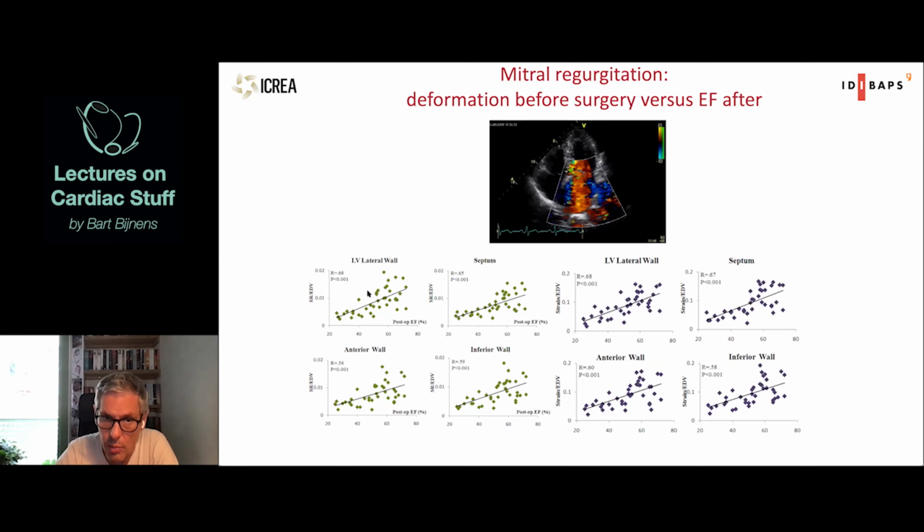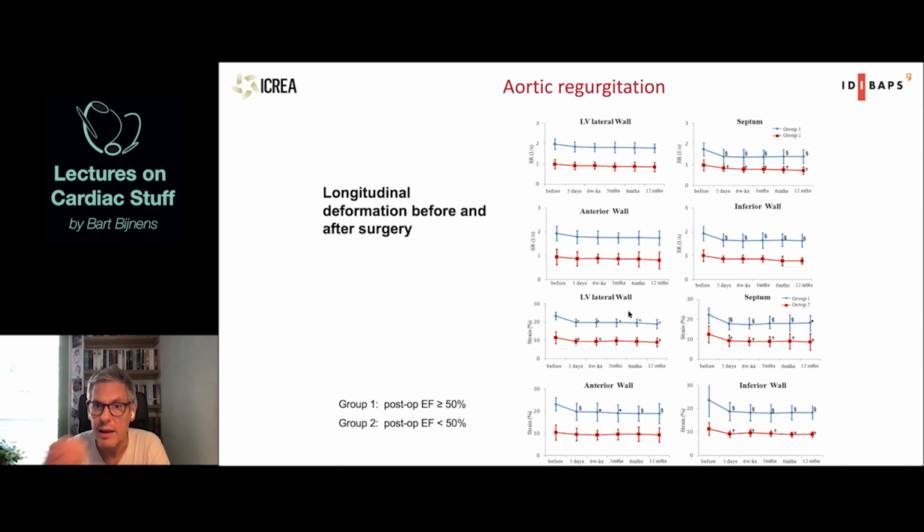While the ones that have normal strains, what you see there is that they have much, much better ejection fractions afterwards. And so it's both true for strain rates as well as strains. And similarly, this is aortic regurgitation, where if you would look at the group that has low strains before surgery, that's this group 2, or the ones that have normal strains before the surgery, what you will see there is that during follow-up, they will do very differently.